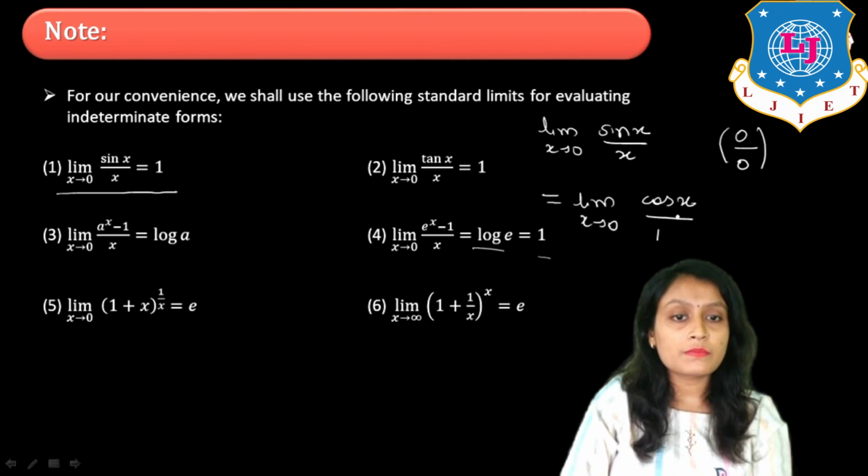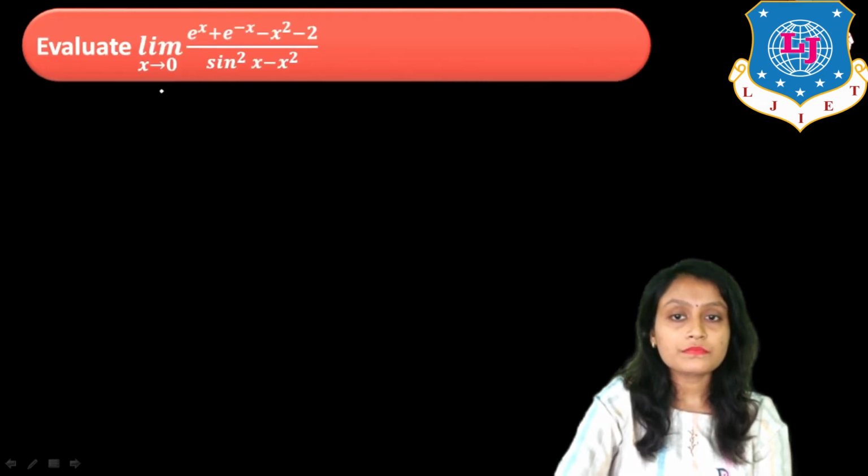And now if you substitute x is equal to 0, you will get cos 0 upon 1. Now we know cos 0 is 1. So the final answer is 1. So the final answer of limit x tends to 0 sin x upon x is 1. This is what we have proved. Now let's evaluate one example.